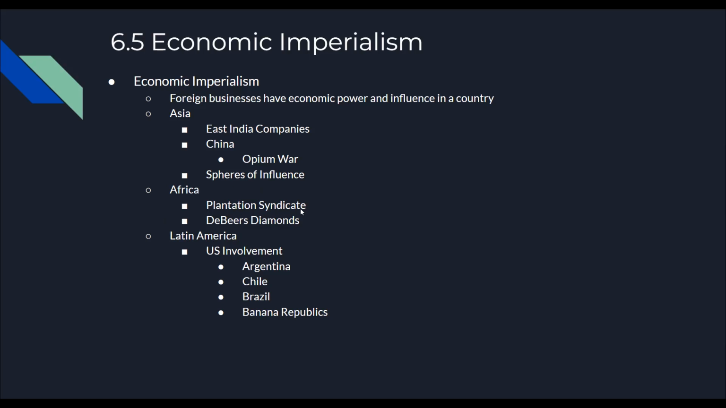Some other examples of economic imperialists are the Plantation Syndicate and De Beers Diamonds. These two were created in order to strip mine African resources using the people in those territories. And in Latin America, you had US companies funding the development of those countries, and they had a huge say in these Latin American countries such as Argentina, Chile, Brazil, and islands such as Cuba, the Dominican Republic, and so on and so forth.